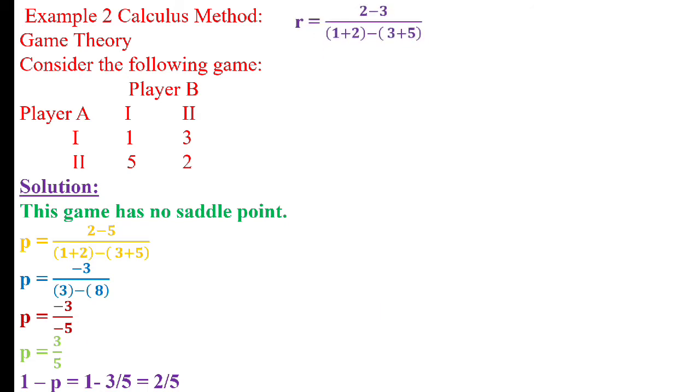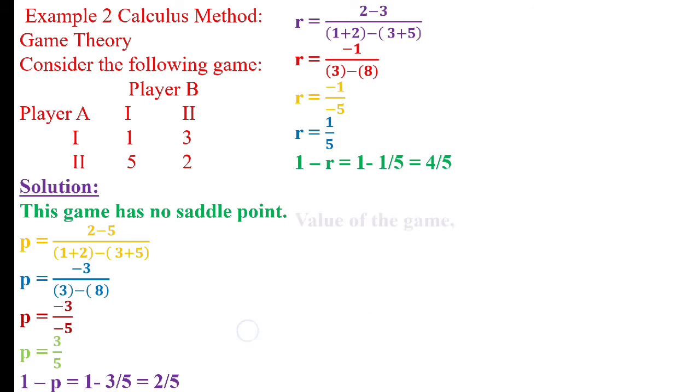Then we can calculate R equal to 2 minus 3 divided by 1 plus 2 minus 3 plus 5. So minus 1 divided by 3 minus 8. Simplify: minus 1 divided by minus 5. Again simplifying, R equals 1 by 5. Then we can follow 1 minus R equals 1 minus 1 by 5, which is 4 by 5.